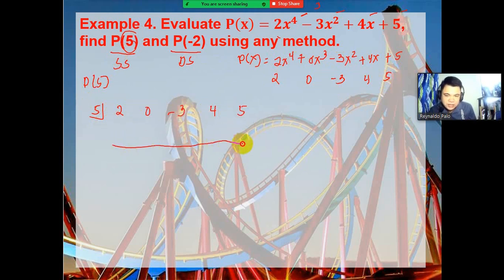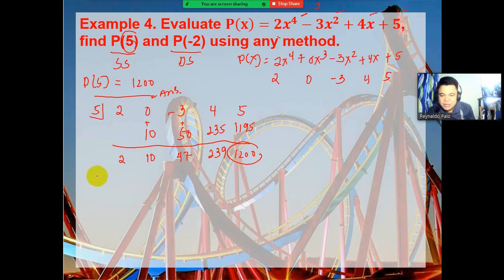And then, bring down 2. 2 times 5 is 10. Plus 0 is 10. Then multiply again. 10 times 5 is 50. Plus negative 3 is 47. 47 times 5 is 235. Plus 4 is 239. Times 5 is 1,195. Plus 5, it's now 1,200. So this is the last one here, the remainder. Therefore, P of 5 is equal to 1,200. So this is now your answer using synthetic substitution.